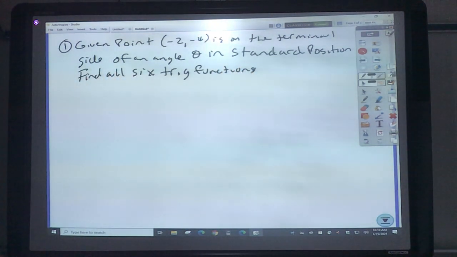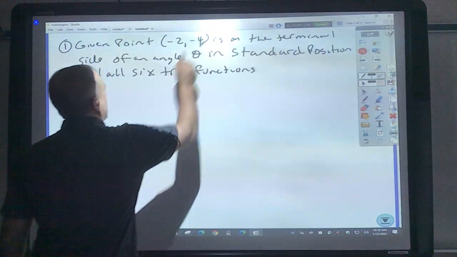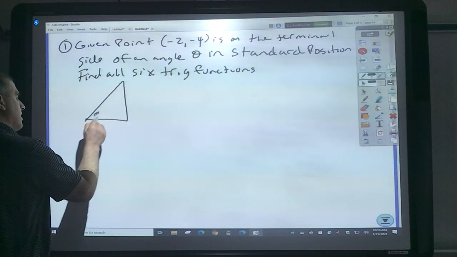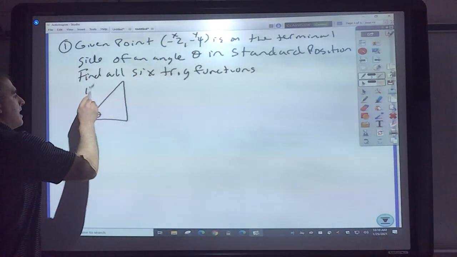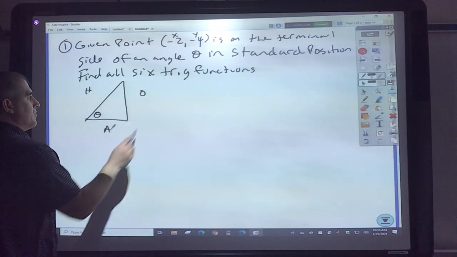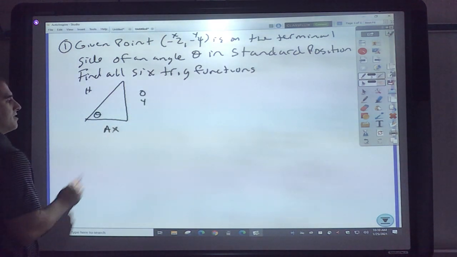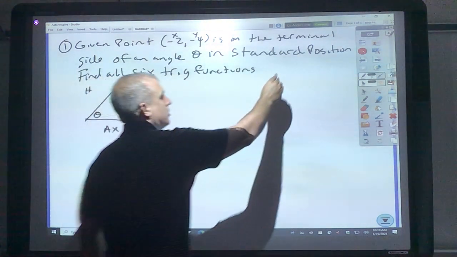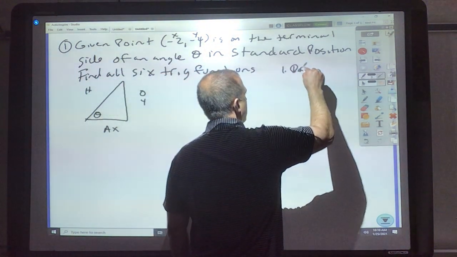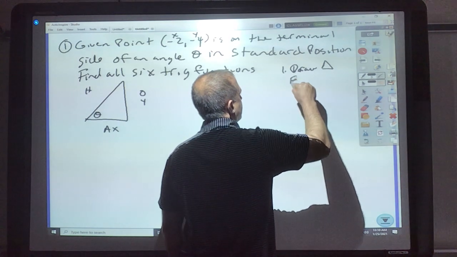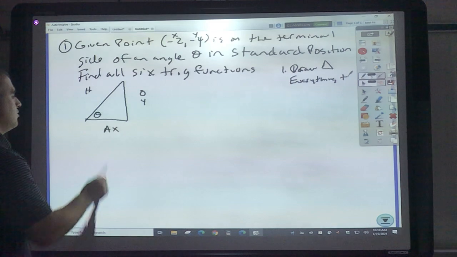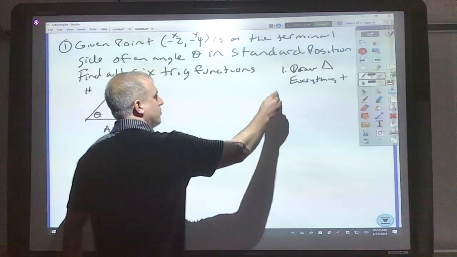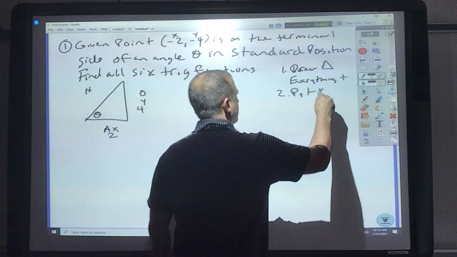Now, what you're going to do here is go ahead and draw out a triangle. This is theta. Now, we know this is x and this is y, and when we label our triangle, we get something like this, and we've talked about this before, that these could be x and y. What you should do is draw your triangle and keep everything positive. So that would be 2 and 4. You're going to want to use Pythagorean theorem to find the third side.